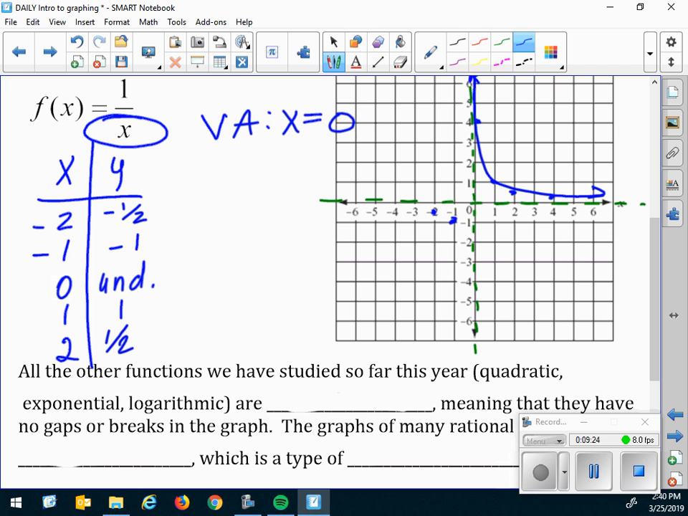Now, this piece is going to look just like this piece, except it's down here. This piece looks like this. Now remember, you don't touch the asymptotes. My horizontal asymptote is the line y equals 0.